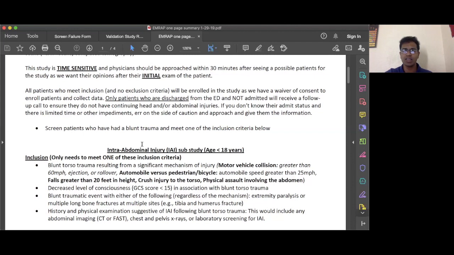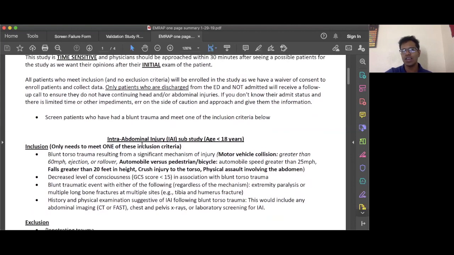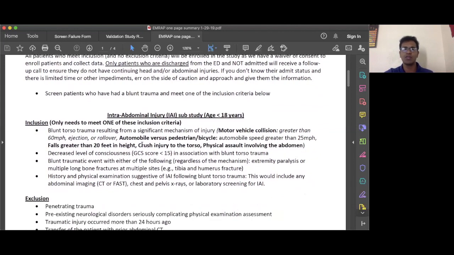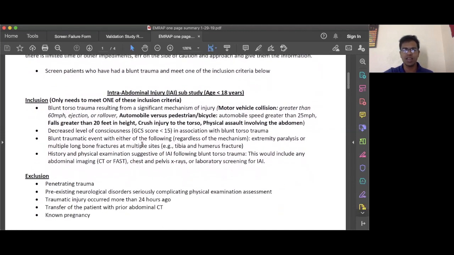Additionally, pregnancy or pre-existing neurological disorder that complicates physical examination would also exclude the patient from the study. Now that we have covered the basic inclusion and exclusion criteria that span both sub-studies, we can delve into each individual sub-study and look at the specific inclusion and exclusion criteria for the abdomen and the head studies.